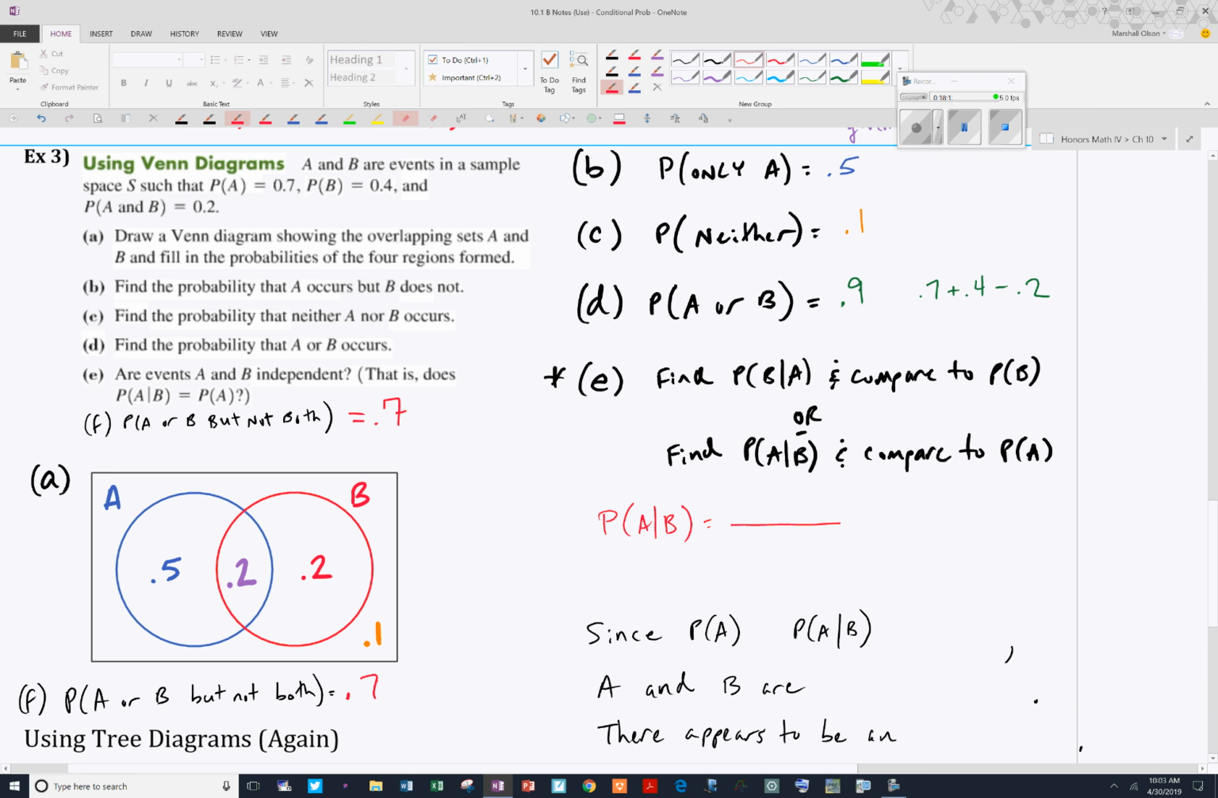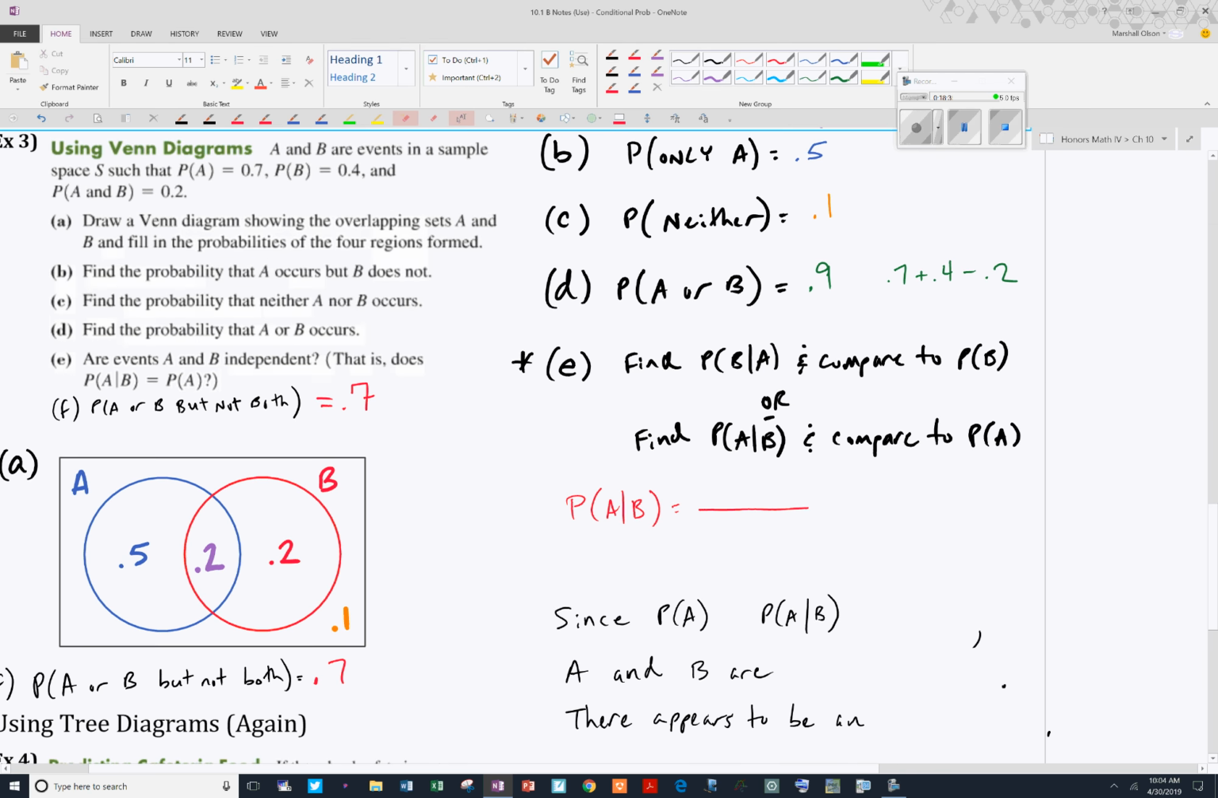All right. So now to the interesting question. It says, find the probability of, oh, no, I'm sorry. Question E just says, are events A and B independent? Now, really, that's really all the question is. They're kind of giving you a hint by saying, that is, does the probability of A given B equal the probability of A? Now, you can do that, or you can flip it. Do B given A and compare it to B. I'm just going to do what they suggested.